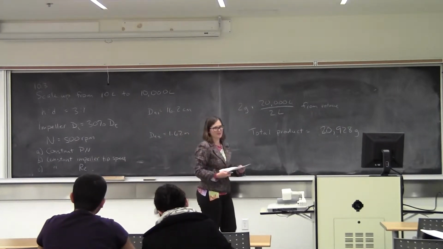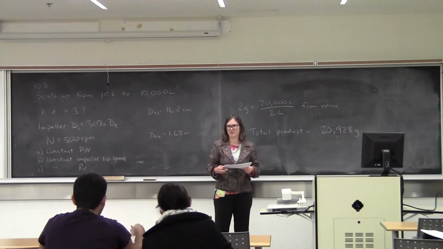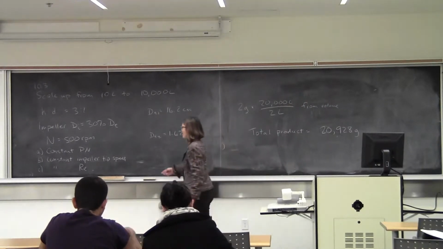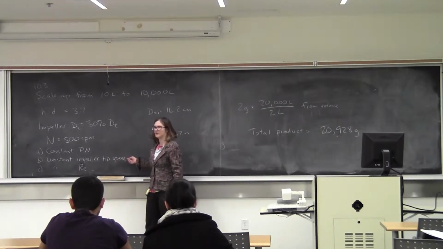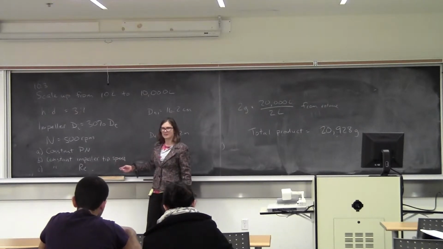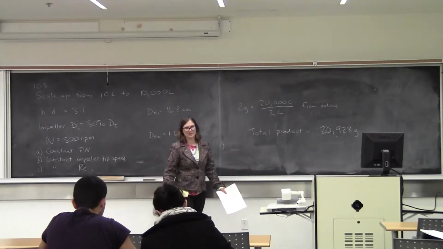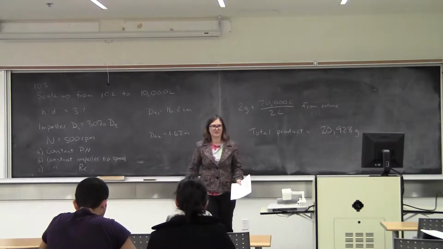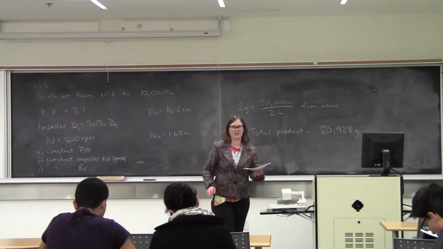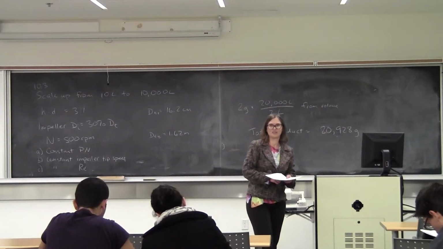Okay, now, does everyone still have their notes from this morning where I said what the constant things are that you scale up for: P over V, impeller tip speed, and Reynolds number? Okay, so then you should be able to go ahead and practice that example. We can turn off the video for the time that we're doing that.